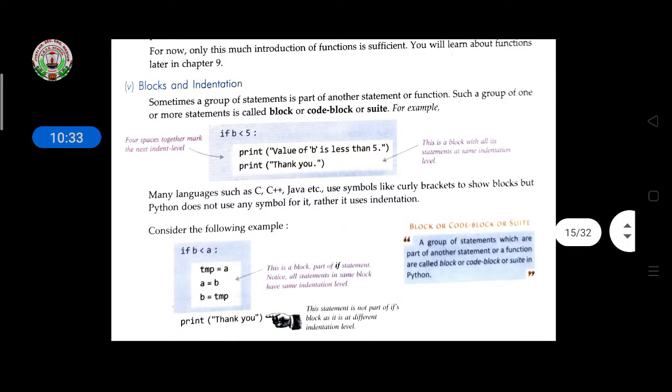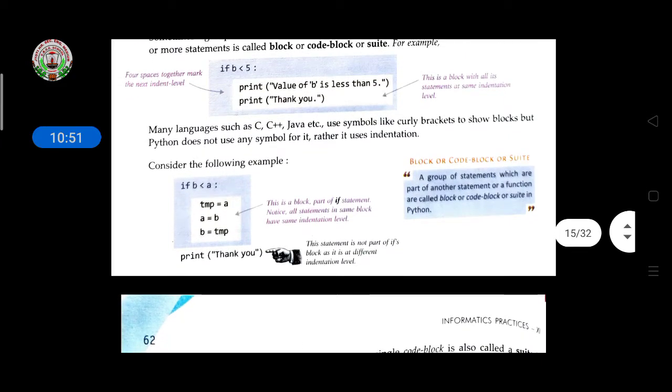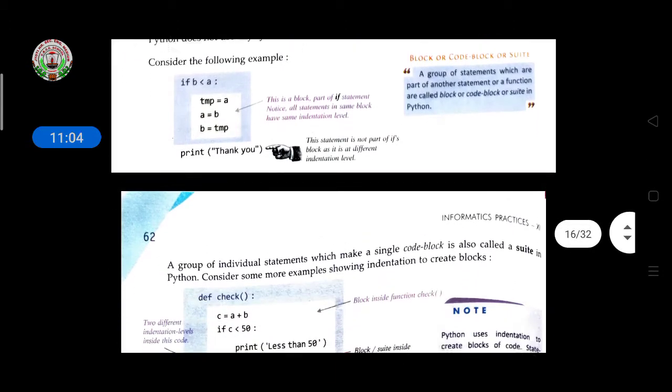Then block and indentation, 4 spaces. Sometimes a group of statements is part of another statement or function, such as a group of one or more statements. This is known as a block. Block means the things you write under the bracket. Under print, if you write anything at the same level, this is known as the block. And the space you use before the print is known as the indentation.